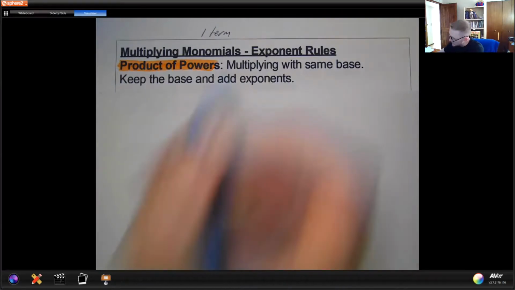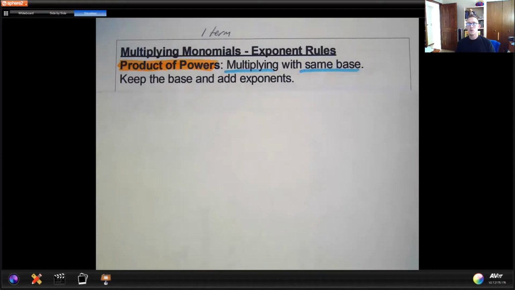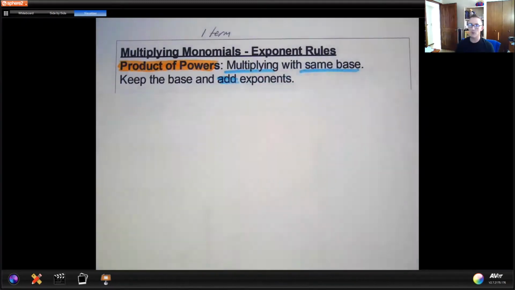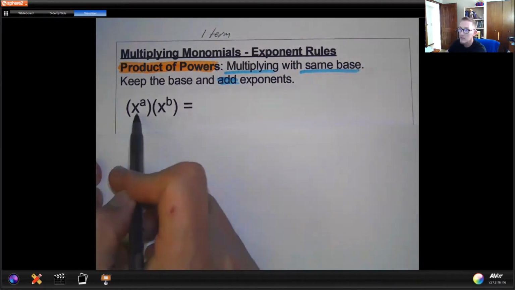Product of powers is going to be multiplying with the same base. Anytime we multiply with the same base, we keep that base and we add the exponents. And that's because the instruction of the exponent essentially grows. So the generic rule, and we're going to have this for each one of our definitions, says x to the a power times x to the b power. So here is our common base.